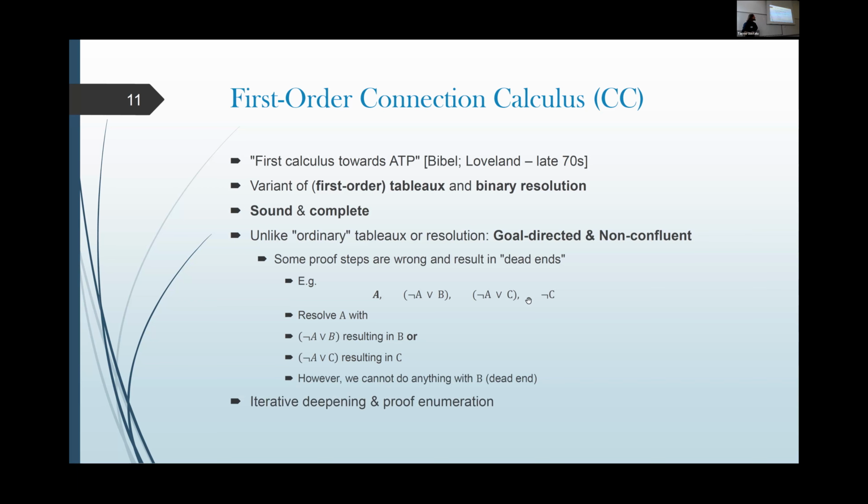So that's why most first-order connection calculus solvers, probably even all, use some kind of iterative deepening and proof enumeration. That just means they try out all possible proofs in the system. Maybe they're a bit more intelligent and drop some cases, but most of them just try brute force.